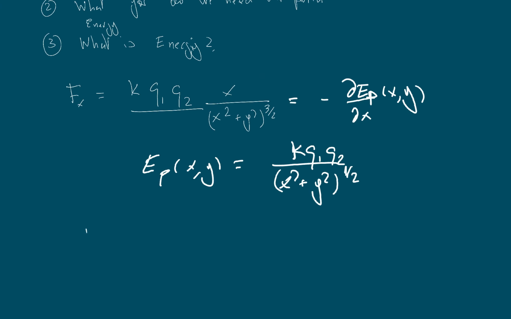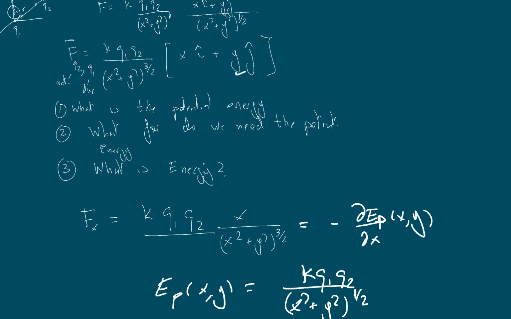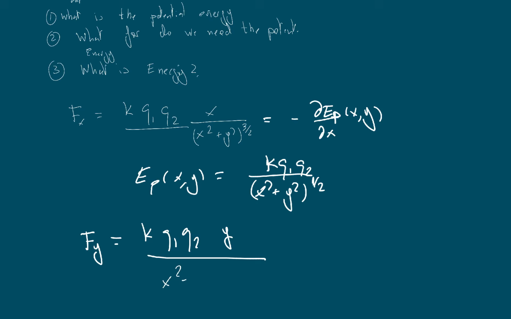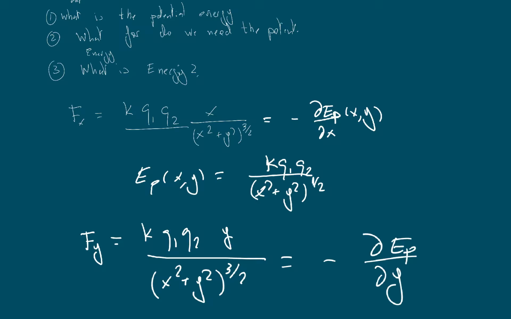So if I take f sub y equal to k q1 q2 y divided by x squared plus y squared to the 3/2, I wonder what is the potential function whose minus derivative of E sub p with respect to y will give this expression. And the answer is the same one, this one. Okay, let's do it.